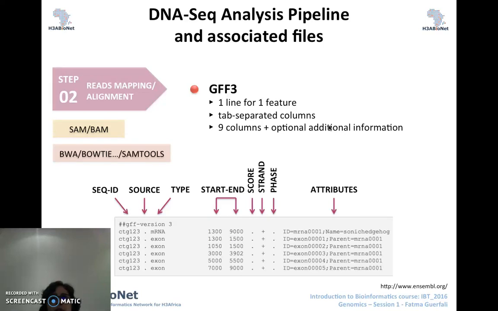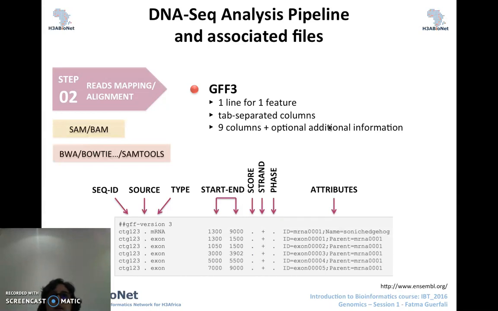So first, let's have a look at the GFF3 format. This format contains 9 columns and other optional additional information. The first one is a sequence ID, which is the name of the chromosome or the scaffold. You have here an example that is taken from Ensembl annotation. Second would be the source, which is the name of the program or source of this feature. Be careful because a point here means that this is an empty value. Third would be the type of the feature. So you have mRNA or exon here.